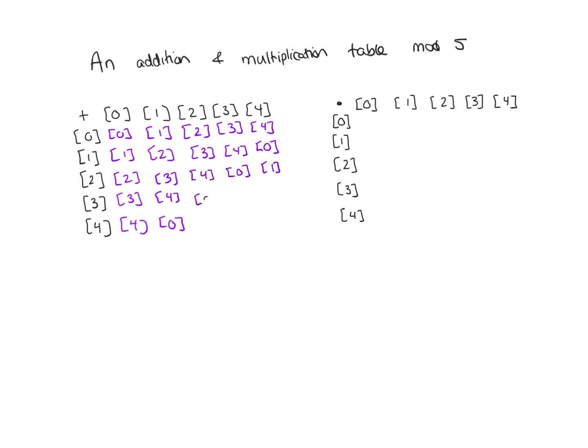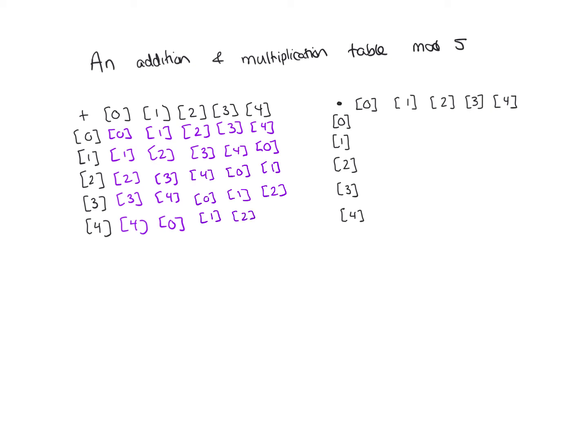And then again, we fill in that row using our symmetry. 3 plus 3 is 6. 6 is congruent to 2 mod 5. And 3 plus 4 is 7, which is congruent... Sorry, I said 2, but I meant 1. 6 is 1 mod 5, and 3 plus 4 is 7. 7 is the same as 2 mod 5. All right.